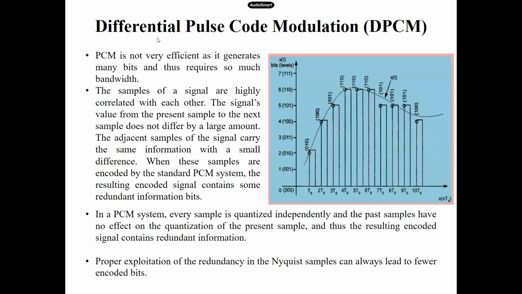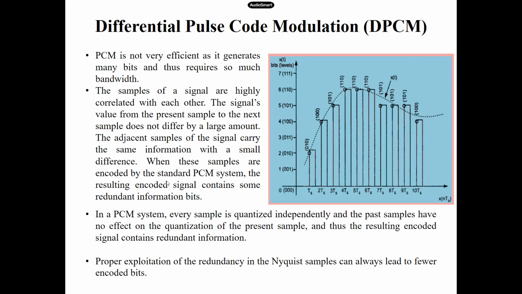In differential pulse code modulation, the past samples are used to predict the value of the next samples. The samples of a signal are highly correlated with each other. The signal's values from the present sample to the next sample do not differ by a large amount, so you will not find much difference between the present value and the next sample. The adjacent samples of the signal carry the same information with a small difference.